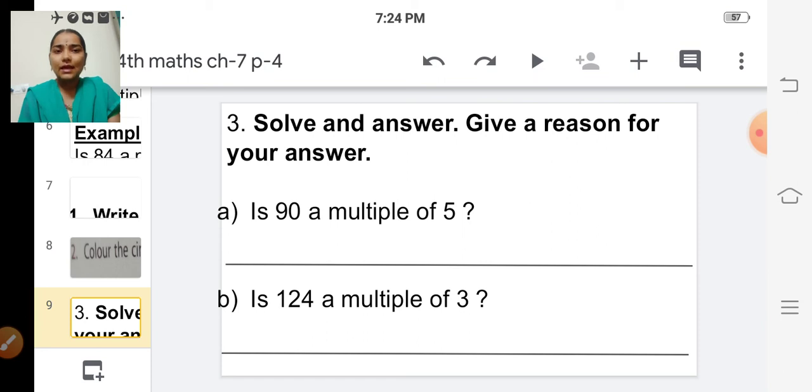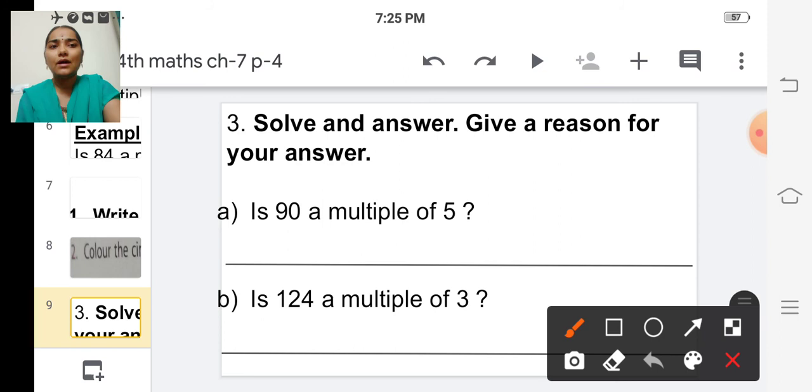A. Is 90 a multiple of 5? So we are going to check whether 90 is a multiple of 5 or not. For that what we have to do? We have to divide 90 by 5, isn't it? So if we get the remainder as 0, then 90 is a multiple of 5. If the remainder is not 0, then 90 is not a multiple of 5. So first we have to divide 90 by 5.